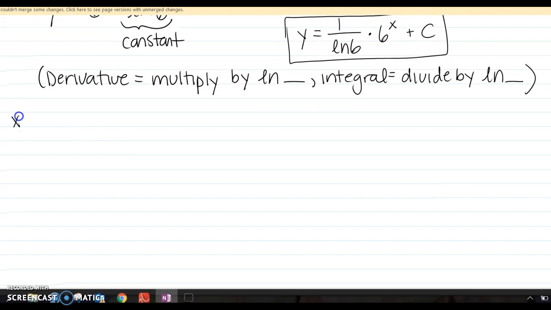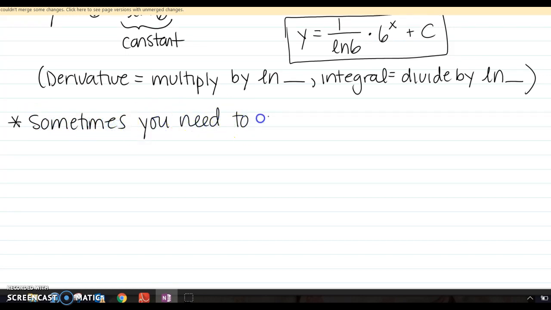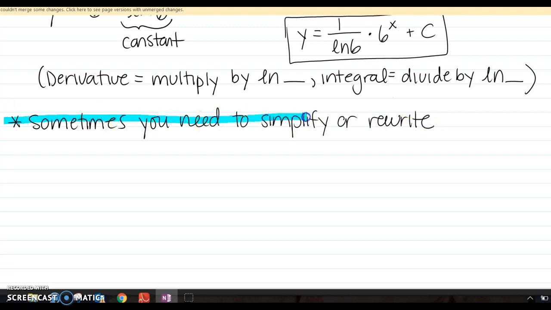And here's another rule. It doesn't really have a nice name. I just say sometimes you need to simplify or rewrite. So, for example, and again, we've already done this, but it's a nice review before we get into harder, more fun integrals.